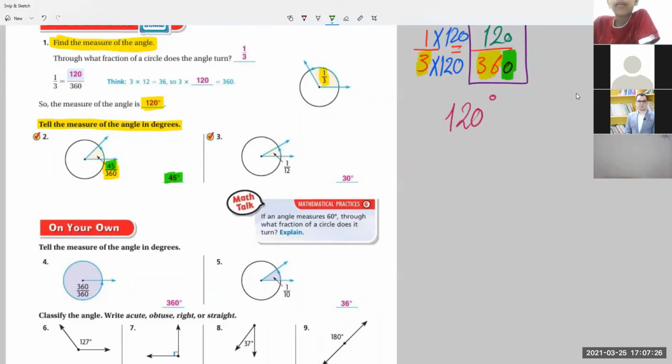Right, Ali? Yeah. So if you see the denominator is 360, just write the number up with a small circle on the top of it. Yeah. It will be 45 degrees, just if you have 360 in the denominator.